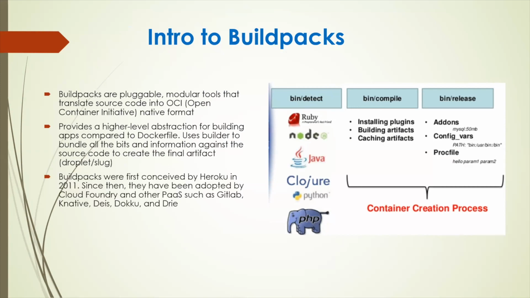It was originally conceived by Heroku in 2011, and has since been used across multiple platforms, in Cloud Foundry and other platform as a service technologies such as GitLab and Knative, to widen it and modernize the current application development process. Primarily, the Buildpack comprises 3 steps, which include bin/detect, bin/compile, and bin/release.